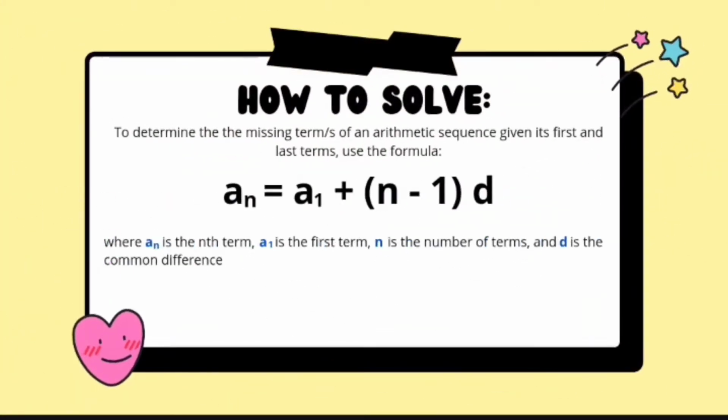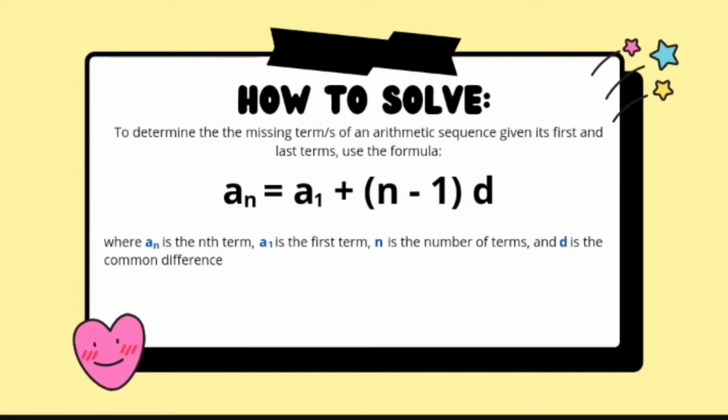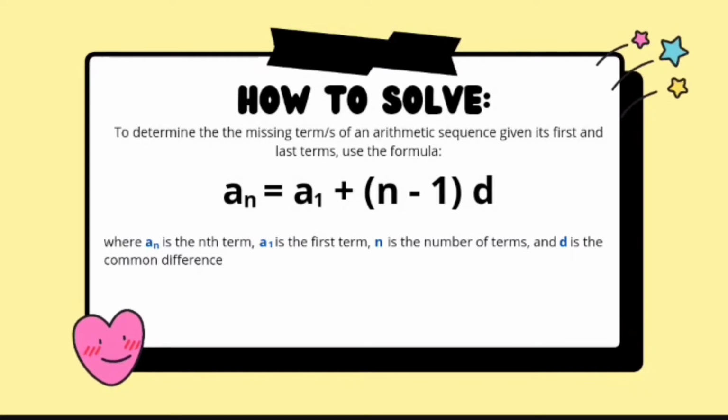To determine the missing term or terms of an arithmetic sequence given its first and last terms, we use the formula a sub n equals a sub 1 plus n minus 1 multiplied by d, where a sub n is the nth term, a sub 1 is the first term, n is the number of terms, and d is the common difference.